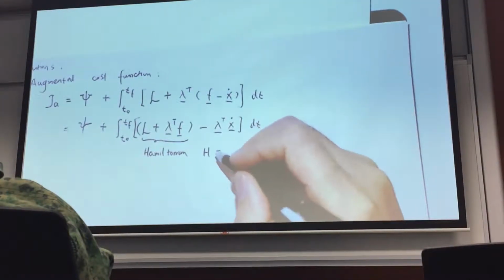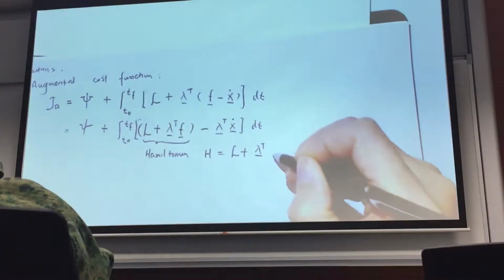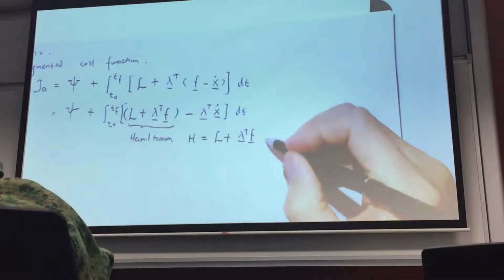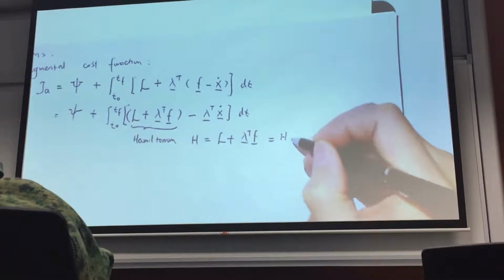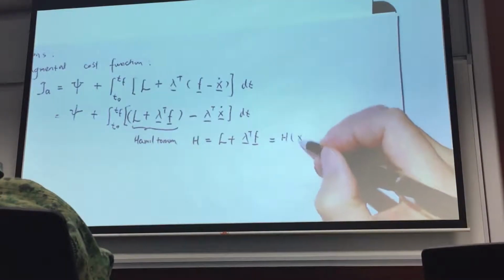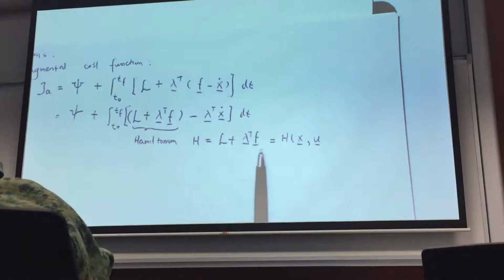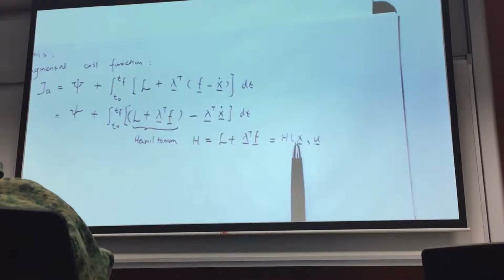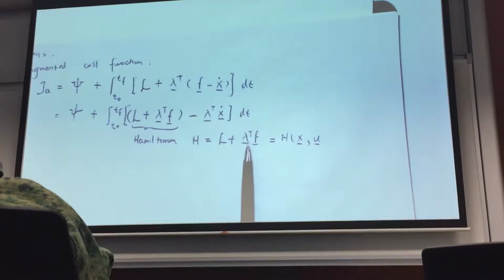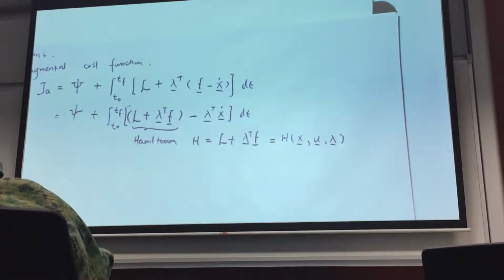So this H is equal to this L plus lambda transpose F. So the H depends on the L. Remember that this L depends on X and U, and also the F depends on X and U. And here we introduce a new variable lambda. It also depends on lambda. So the H depends on these three sets of parameters.